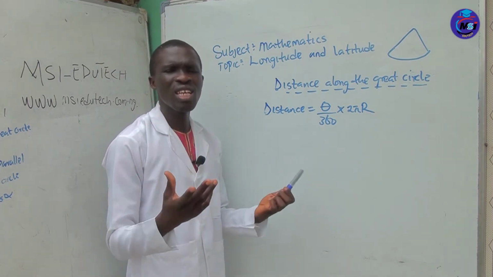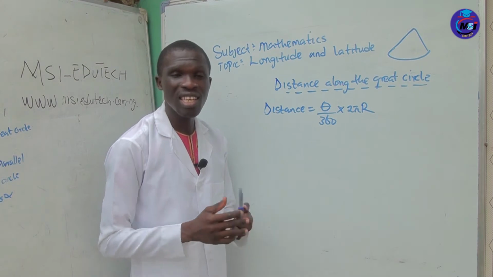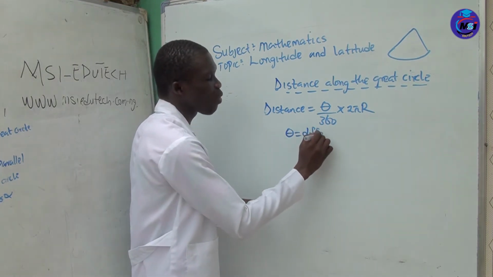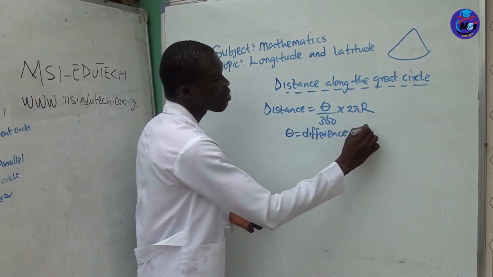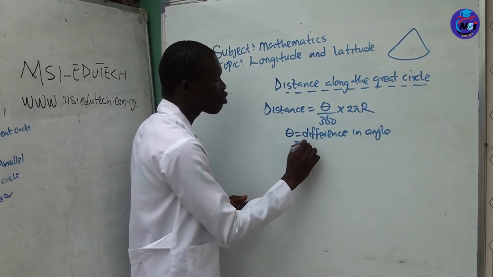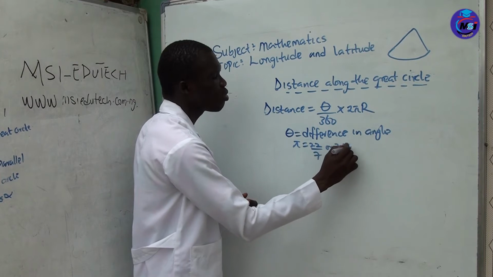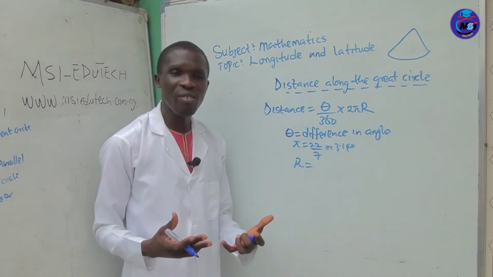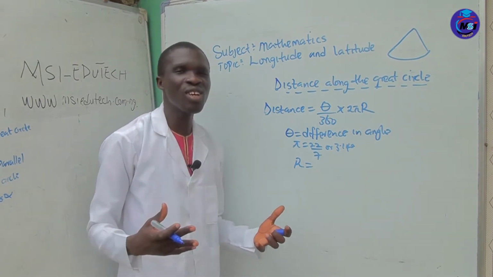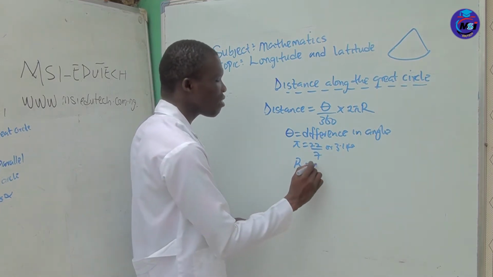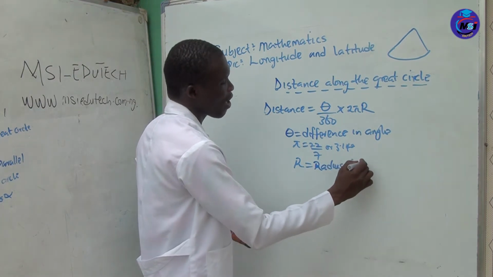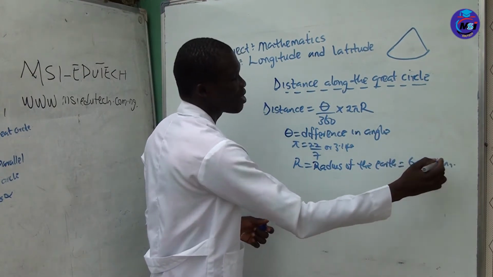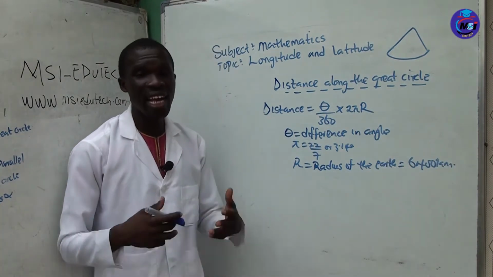How can you memorize this? Distance along the great circle equals theta all over 360 multiplied by 2 pi R. So theta is the difference in angle, the one I explained to you earlier. Pi is 22/7 or 3.142. Why R? R is not small radius, it is big radius. We have small radius, we have big radius. Just like someone asks you to find the radius of the earth, as big as the earth is. So R is radius of the earth, which is 6,400 kilometer. So this is what we call radius of the earth, and it is constant.